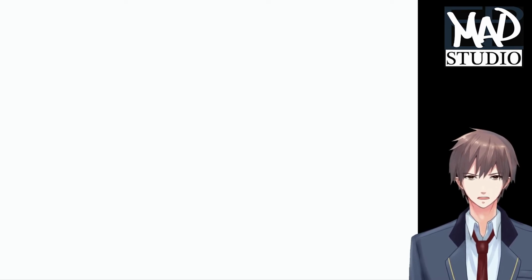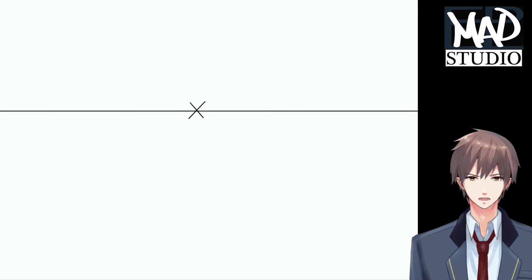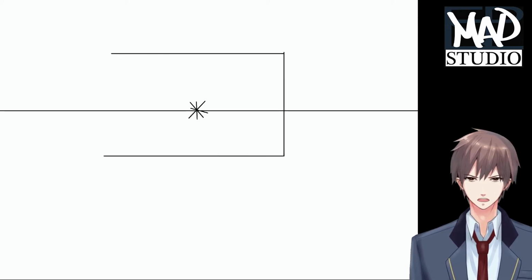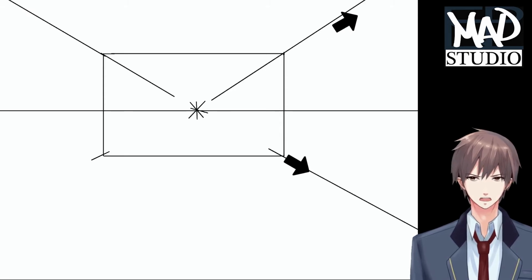Okay, so first let's get everything out of the way by drawing your horizon line, vanishing point, and a rectangle in the middle of your paper. Connect the lines to the vanishing point. But instead of the lines going through the shape, we will draw lines going out from the corners and connect it to the vanishing point.